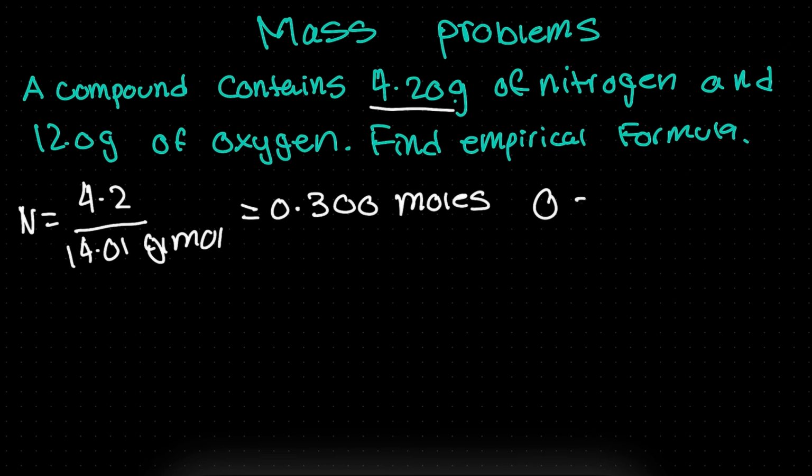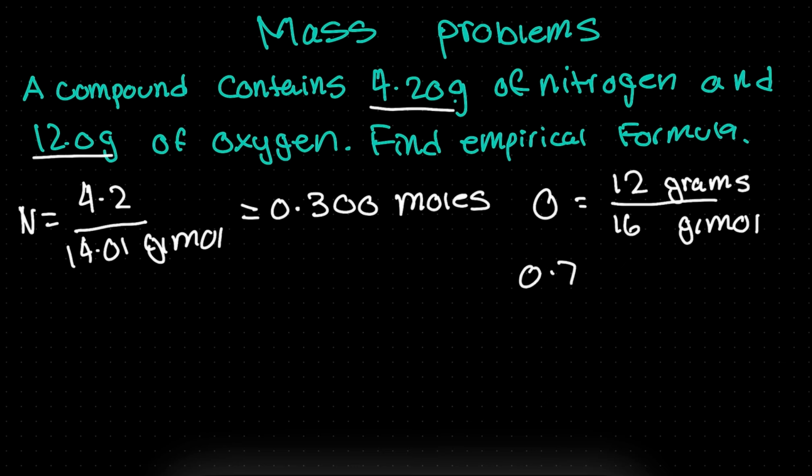Now we'll do the same for oxygen. Oxygen is equal to, what does it say here? 12 grams. And we would have 16, which is the atomic mass. And when we divide that, what do we get? 0.750 moles.